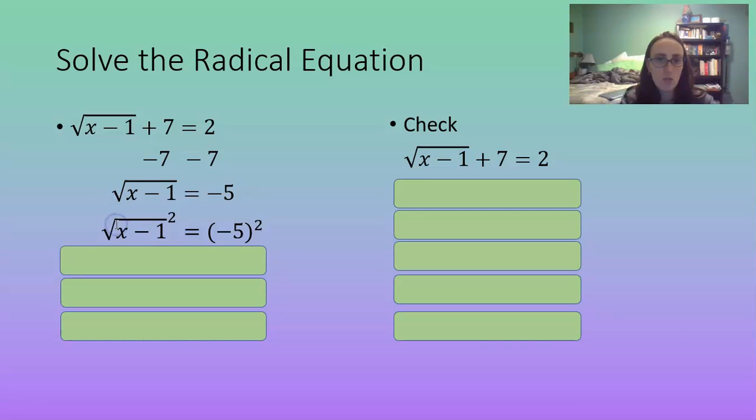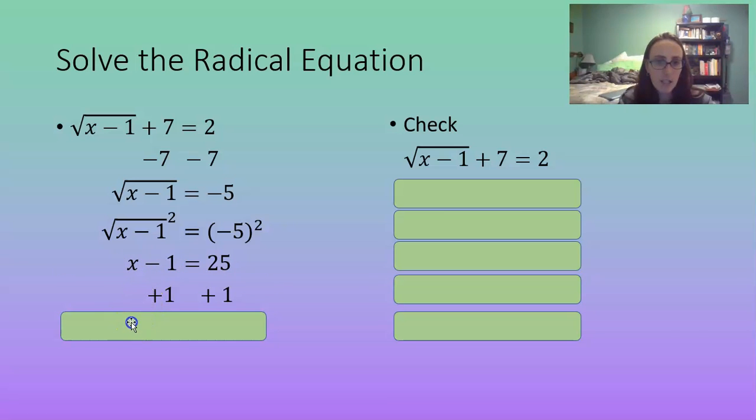So that means I want to square both sides of my equation. So I'm squaring my left side, I'm squaring my right side. When I square both sides, my square root cancels out my square, which leaves me with just this x minus 1 that was inside my radical. And on the right side, when I have negative 5 squared, I get 25. Now I need to get x all by itself, so I have to undo minus 1 by adding 1 on both sides. And when I add 1 on both sides, I get x to equal 26.